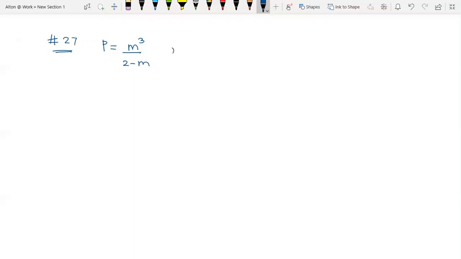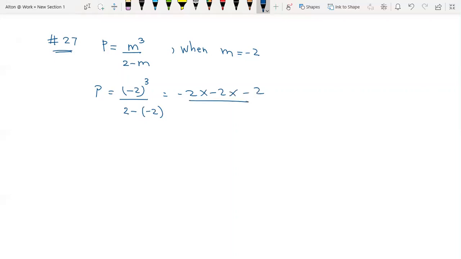And we want to find the value of P when m equals minus 2. So let's substitute. P is equal to minus 2 cubed divided by 2 minus minus 2. Now minus 2 cubed means minus 2 by minus 2 by minus 2. And we have 2 minus minus, this becomes 2 plus 2. So this is really minus 8 over 4, which is really minus 2. I'm seeing answer A.